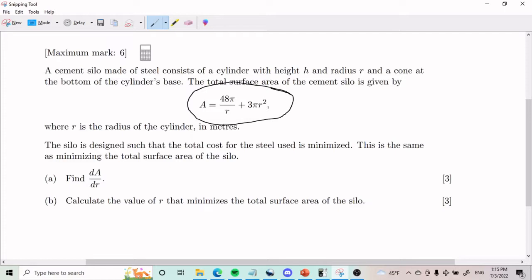Where r is the radius of the cylinder in meters. Units: meters. Always notice the units for when you answer. The silo is designed such that the total cost for the steel used is minimized. This is the same as minimizing the total surface area of the silo. Perfect. Then they tell us to find this.